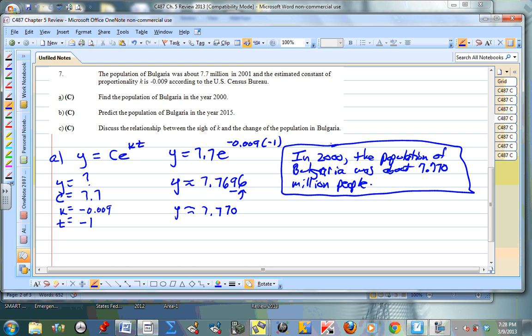Little trivia note you might or might not know, Bulgaria traditionally has a strong international wrestling team.